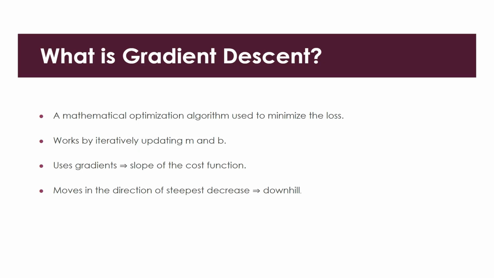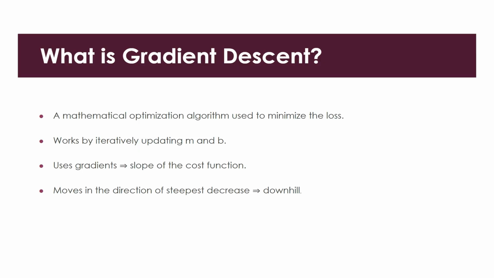Then you take small steps in that direction. After that, you again check which direction slopes downward and take another step. You repeat this until you reach the lowest point. This is exactly how gradient descent works.